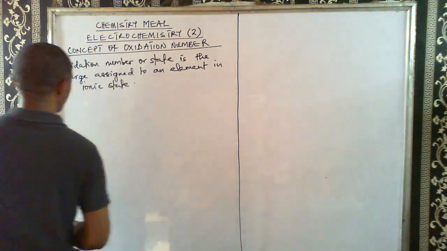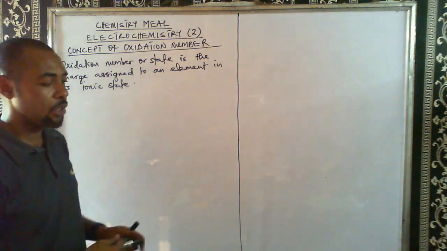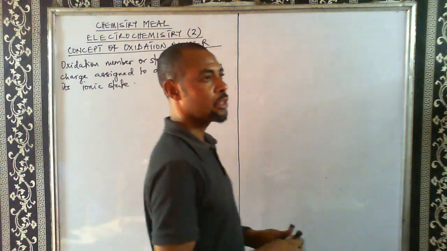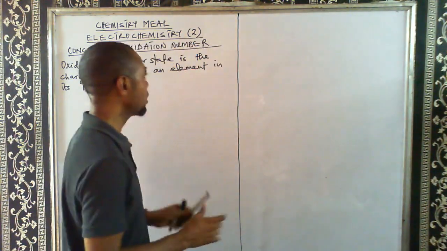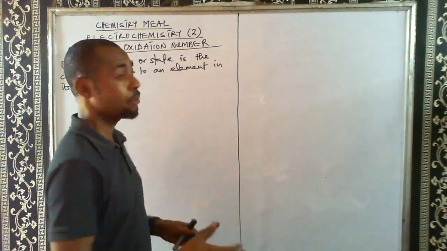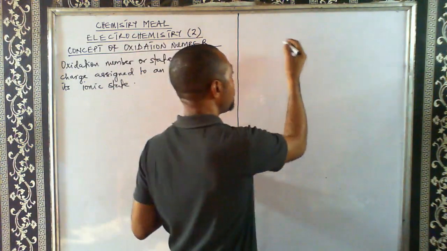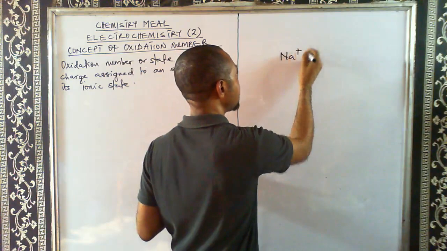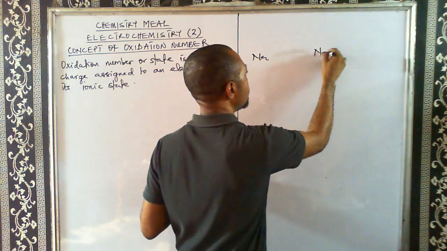So now oxidation number is very, very important. This is going to be just a very brief video. Oxidation number is very important. That's why we are taking our time to look at the concept of oxidation, starting from the first part of electrochemistry. So by our definition, if I write this, let me write sodium atom, and I have sodium ion.